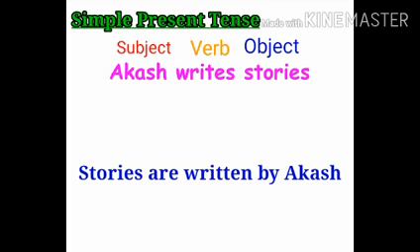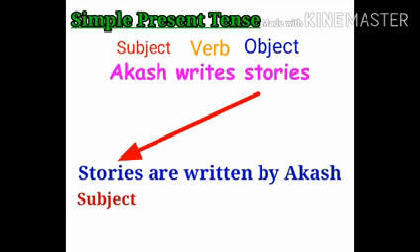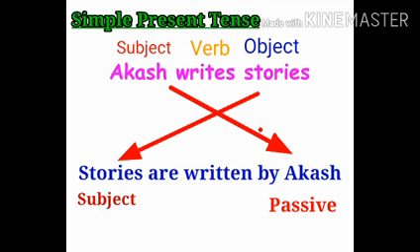The object of the first sentence, that is stories, has become the subject of the passive sentence. Stories are written by Akash, and Akash, who is the doer of the action, has become passive at the end of the sentence. And observe the change that happened in the verb. Writes has changed to are written.